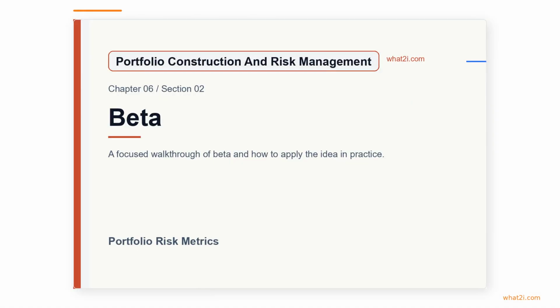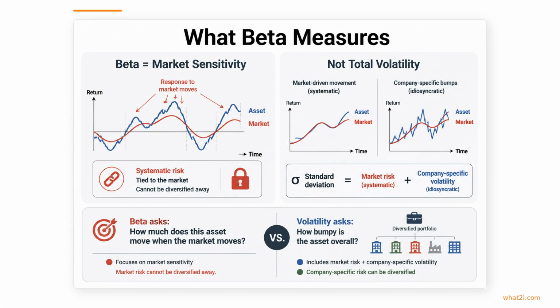Portfolio Construction and Risk Management, Chapter 6, Portfolio Risk Metrics. Section 2, Beta. Beta tells us how sensitive an asset tends to be when the overall market moves.